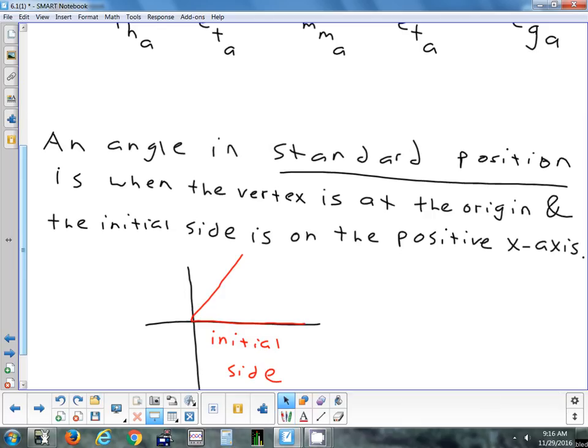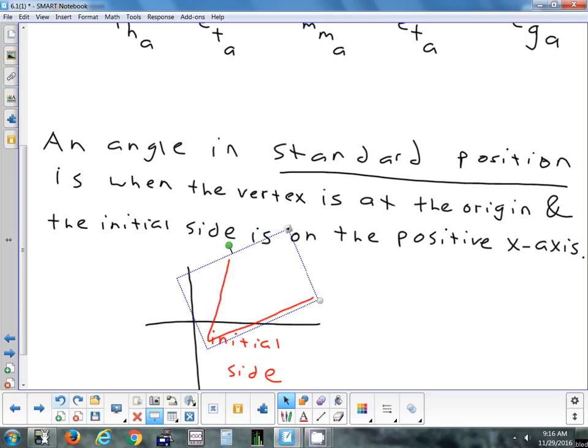If you've done those two things, then you've drawn an angle in standard position. There's an angle that's in standard position. If I take it and go like this, is that angle still in standard position? No. What's wrong with it? Right, the initial side is still on the positive x-axis. That's okay. But the vertex isn't at the origin.